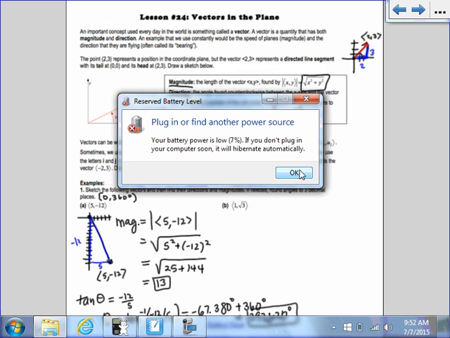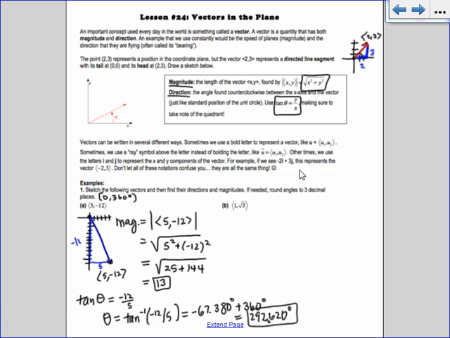Okay, so the next one. So I have 1 comma square root of 3. That means I go over 1 and I go up square root of 3. Square root of 3 is around 1.7. So it's that vector right there. So we're in the first quadrant.